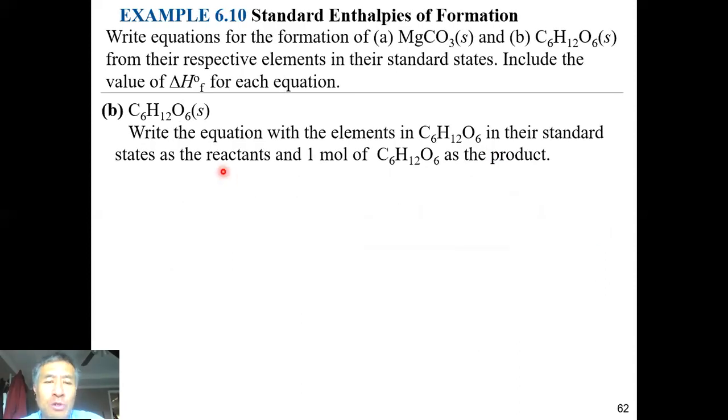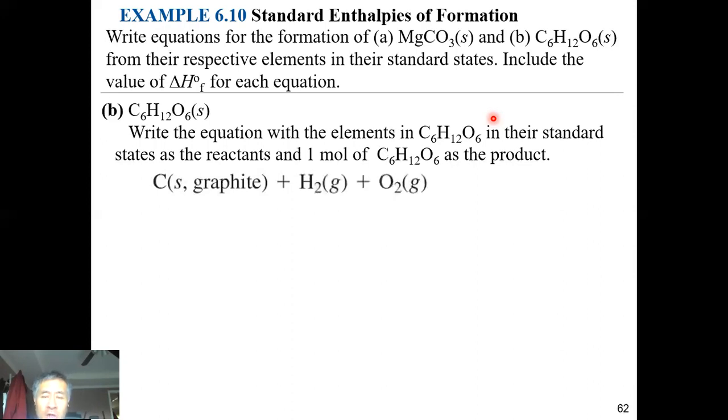For part B, you want to write an equation for the formation of C6H12O6. So what are the reactants? And we see we need carbon, so therefore carbon should be solid graphite. We need H. So what should be H? If you don't know, you go to that table, see what form of H gives you delta H0f equal to zero. So we say it's probably H2 gas. O2 gas, we know that. And then we'll produce only one C6H12O6.